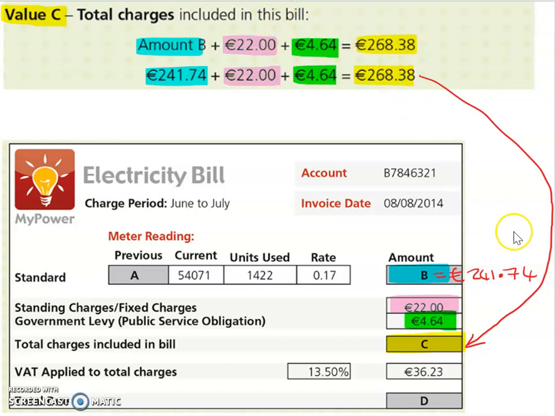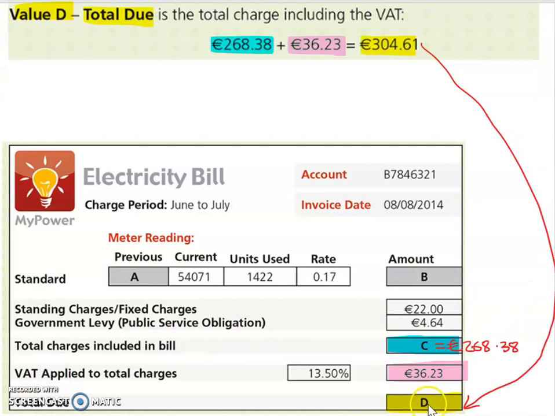So we're adding 241.74 to the 22 euro, which is the standing charges or the fixed charges. That's what the 22 euro stands for. Plus the €4.64, which is the government levy or the public service obligation. So we're adding these three amounts together to give us C. So adding those three amounts, we get €268.38. So that's for part C. And again, I suggest you write it in as you go along.